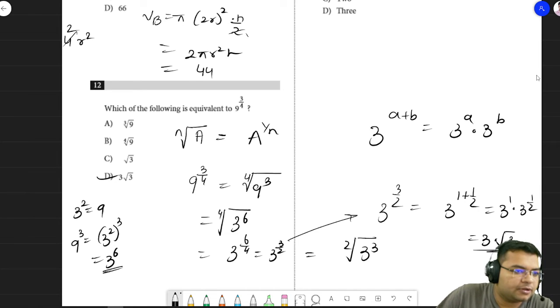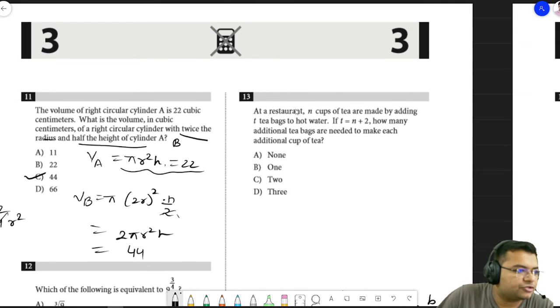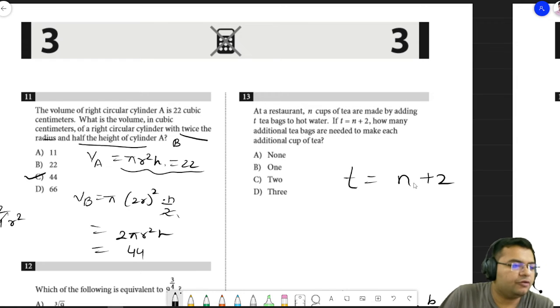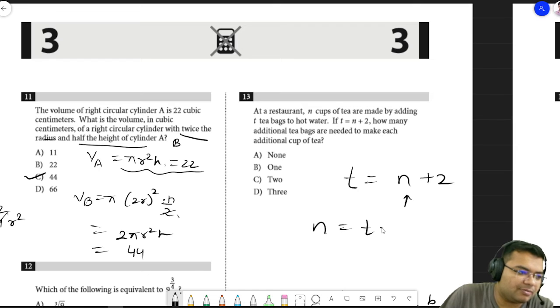D. Now question 13. At a restaurant, n cups of tea are made by adding tea bags to hot water. If t equals n plus 2, how many additional bags are needed to make each additional cup of tea? Okay. So here we are able to see that it is a linear relation between t and n, where n is the number of cups and t is the tea bags. Fine. Now we need to find how many additional tea bags are needed to make each additional cup of tea. Okay. So here I can write this equation as n equals t minus 2 also.